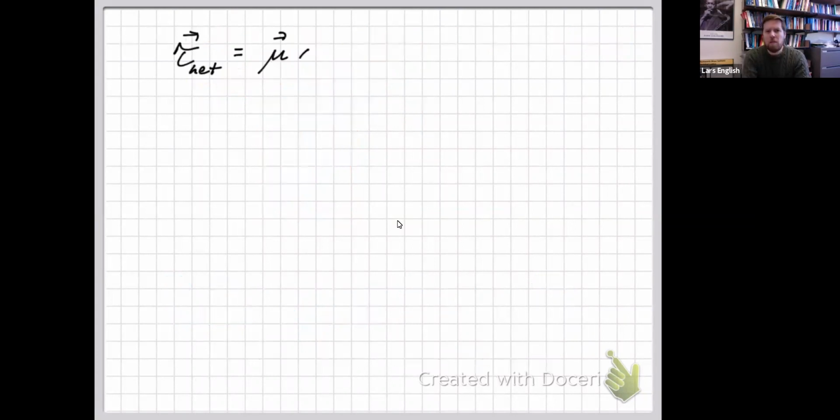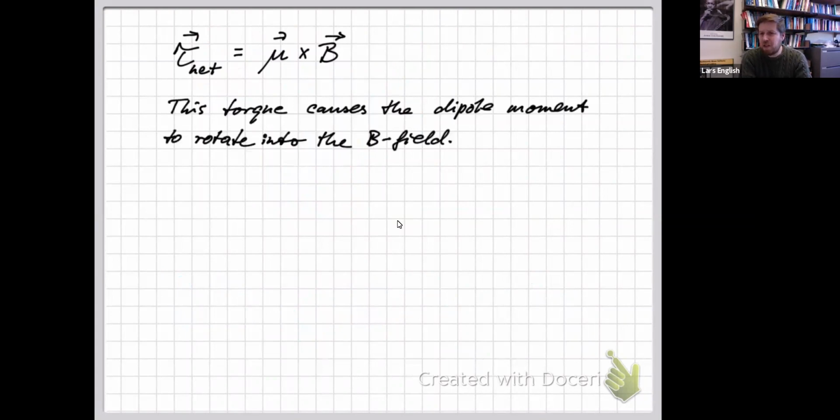When I say it wants to align, in physics we still need to specify a mechanism by which that happens. We clearly see that there's going to be a torque on the bar magnet, on the dipole moment, and we can even find a formula for that torque. It's given by mu cross B. So here's another essential formula to remember: the torque on a dipole moment in a magnetic field is given by the cross product of the two. It's this torque that causes the dipole moment to rotate.